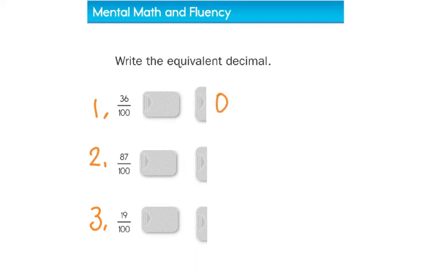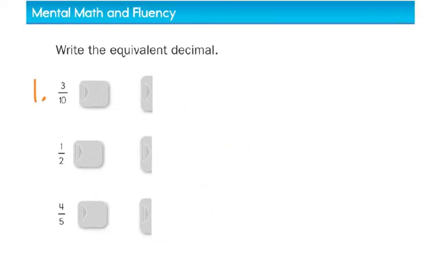So 36 hundredths looks like that. 87 hundredths looks like that. And 19 hundredths looks like that. All right, go ahead and wipe off your whiteboard, number 1 to 3. Be careful. We don't have tenths or hundredths in there, so change it to tenths or hundredths before you change it to a decimal. Go ahead and pause your video and write the equivalent decimal.